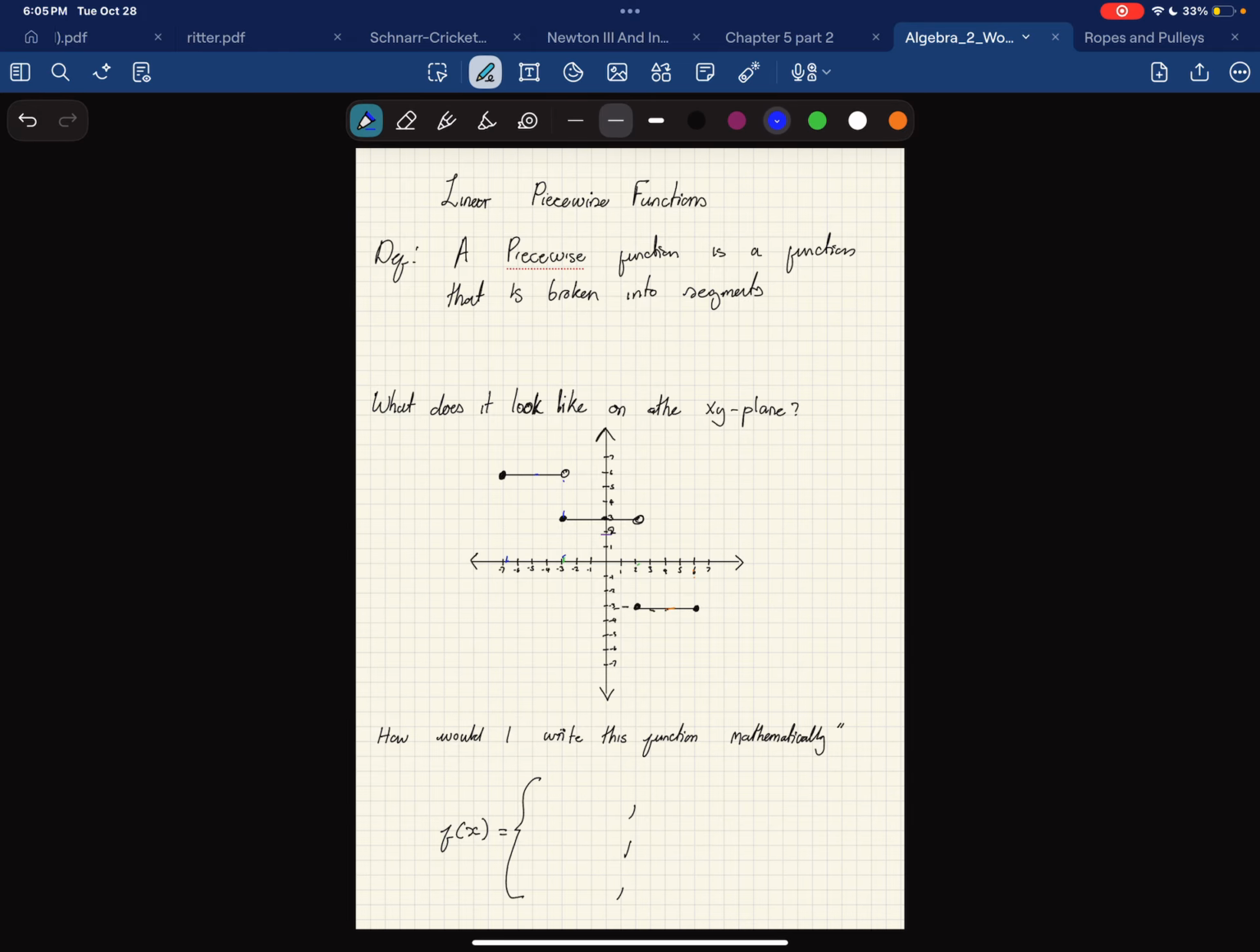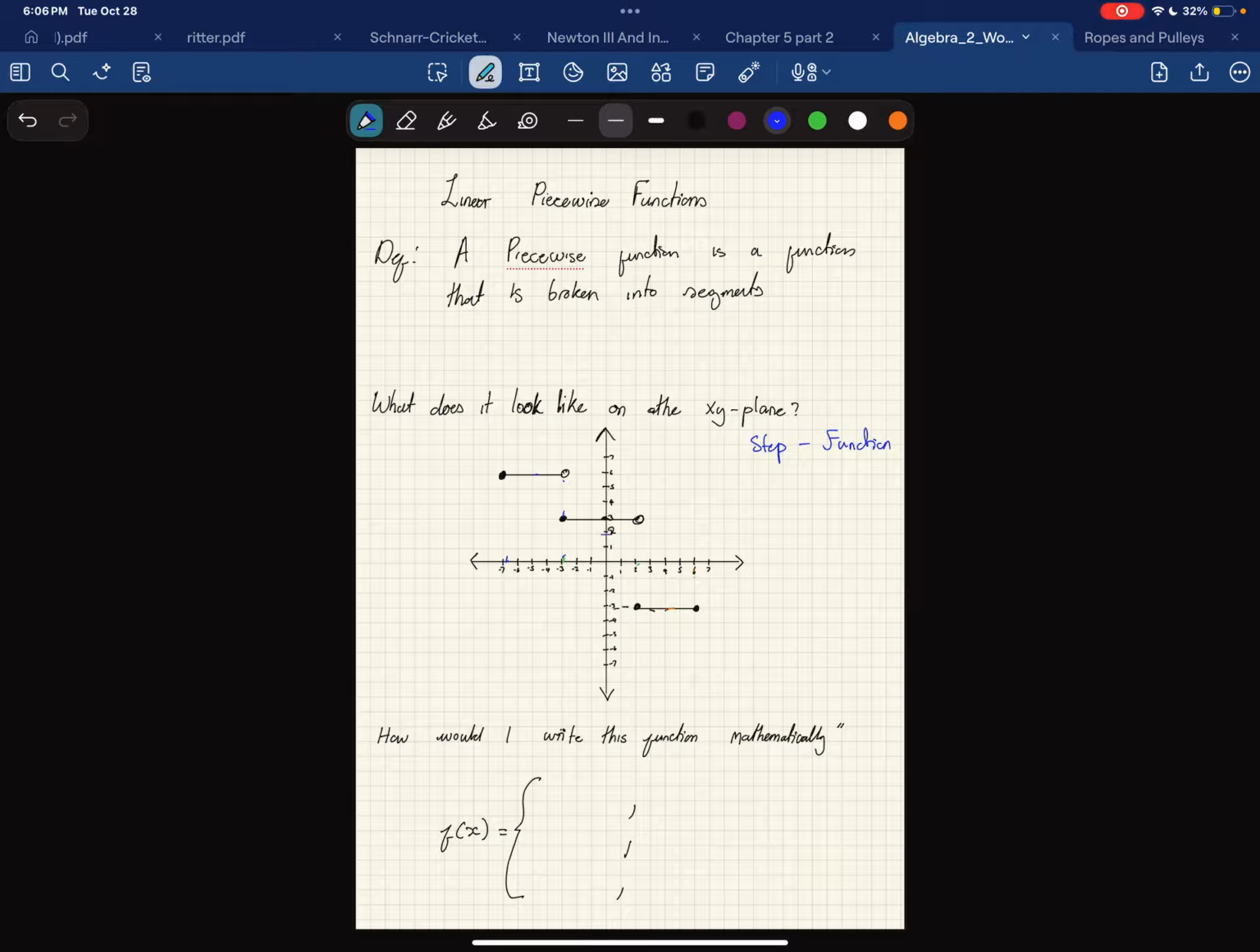A piecewise function is a function that is broken into different segments. I have one right here. This one in particular is called a step function, one of the simplest piecewise functions to deal with. Basically, what we have is a different output for a different set of intervals. This function has multiple outputs for different intervals in the overall domain.